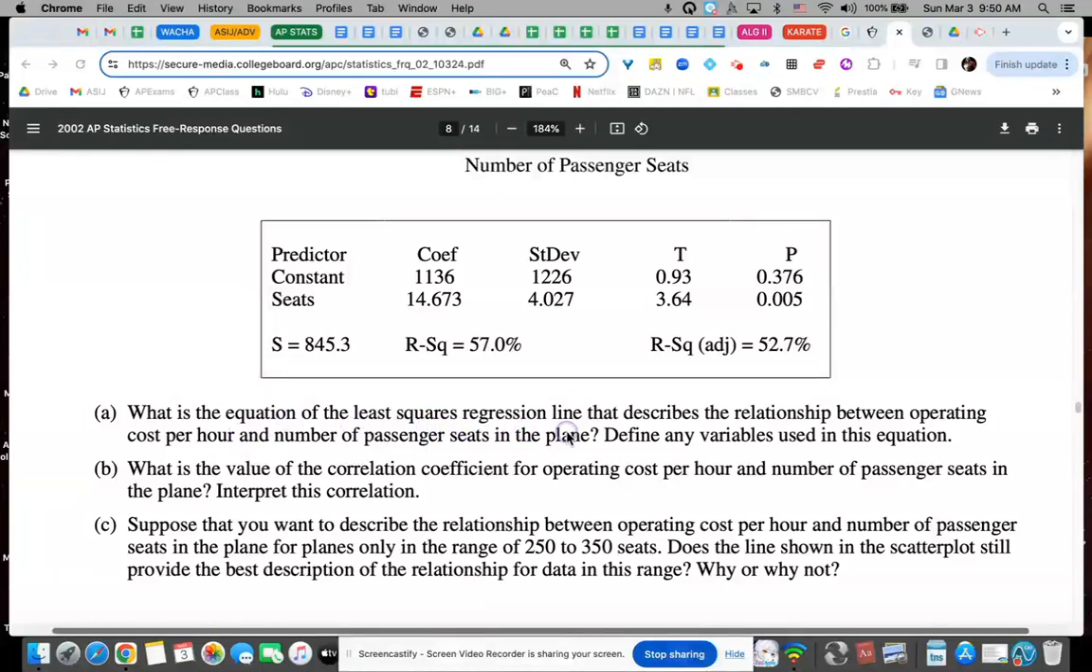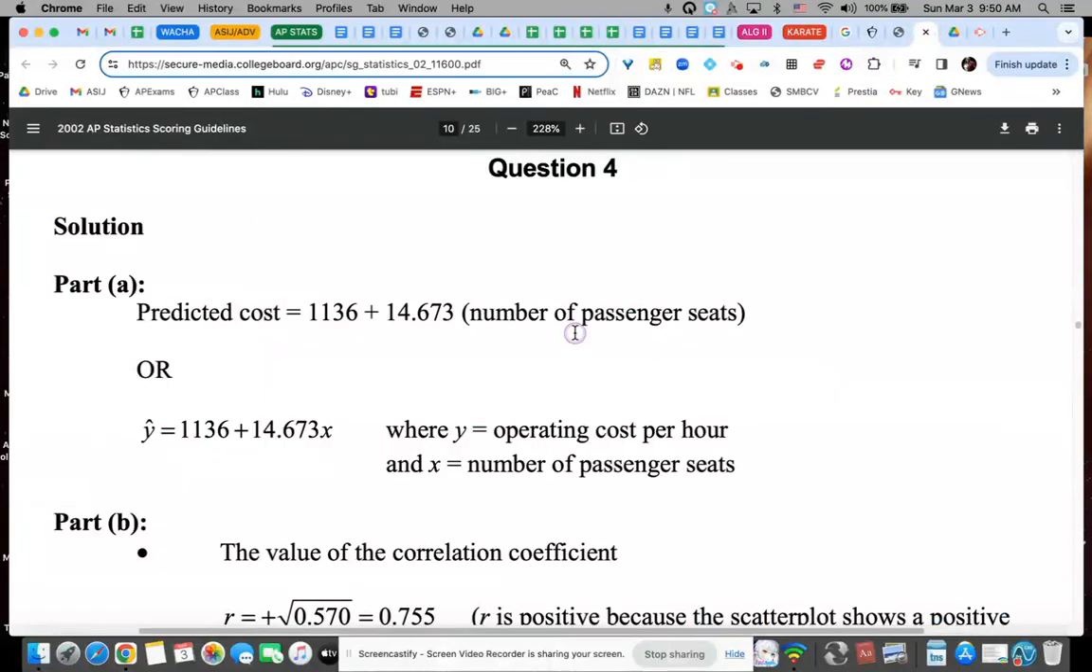What's the equation of the least squares regression line that describes the relationship? Define any variables. Let me jump right to the equation. You can see they're going to use the 1136 and the 14.673. The 14.6 is the slope. They put in number of passenger seats. You see how they write it all out? If you use x separately, like an x on the side, you have to define that. So I usually will just put it right in the equation. That way I don't have to write an x and then define the x. That's kind of a pain, so it's easier if you just avoid that.